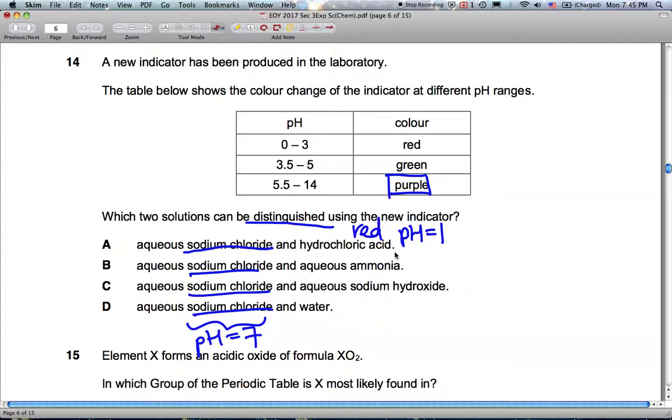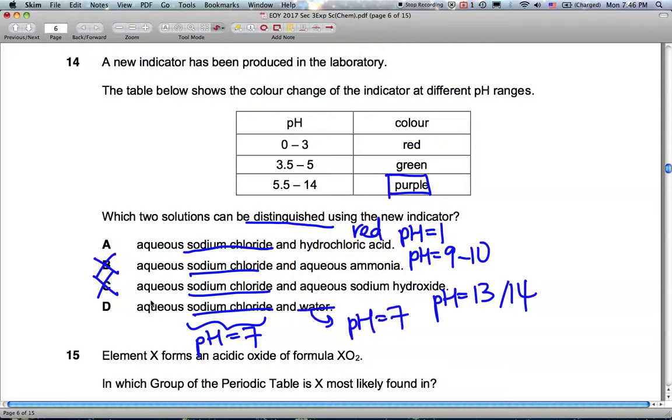Aqueous ammonia is a weak alkali, therefore it has a pH of around 9 or 10. And therefore this gives me purple. So purple, I do not want that because I cannot tell them apart. Aqueous sodium hydroxide, this is a pH of 13 or 14. So this gives me purple as well, so I don't want that. Water is also pH 7. So this gives me the same color of purple, which I do not want. Therefore, my answer is A, because the one with hydrochloric acid is red, and the one with sodium chloride is purple.